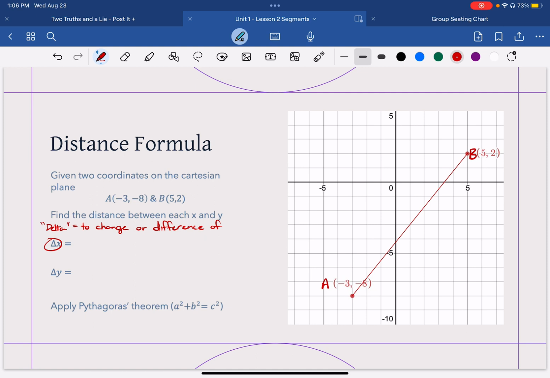So let's just try and do this. All right, I'm going to color code this. We're going to create a right triangle.